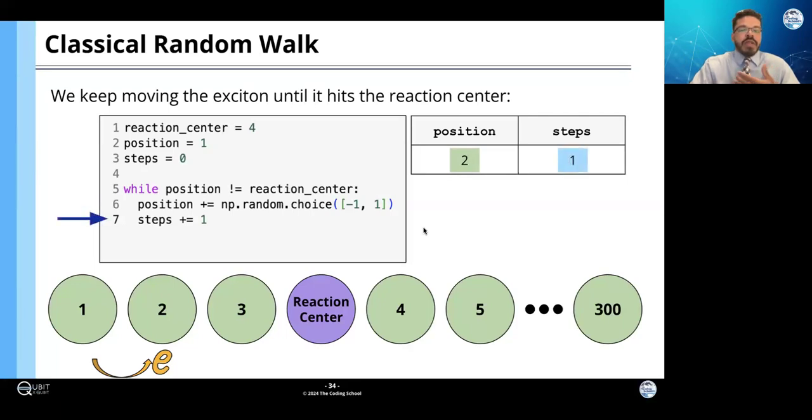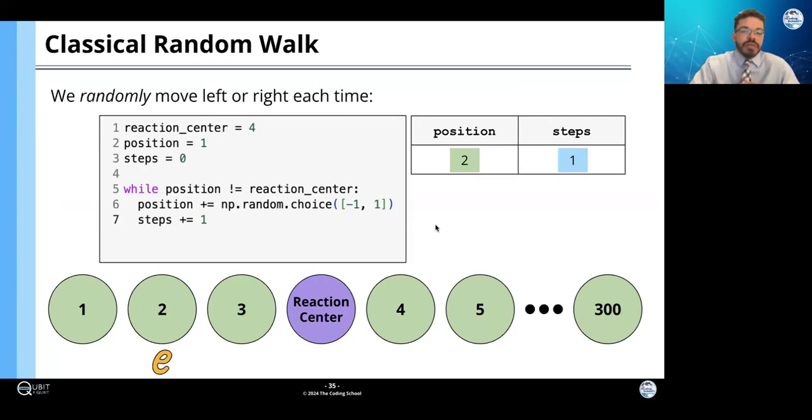Then the step count is increased by 1. So you can see that we executed line 6 once, added 1 to the position, and added 1 to the steps. We randomly move left or right each time. Now we moved left because the random choice moved us left, and again we incremented our steps by 1. Remember, we started with no steps on position 1. Now we're at position 1 again, and we've taken 2 steps. That's the random nature. There's a priori no reason to move left or right, so you may end up back where you started.